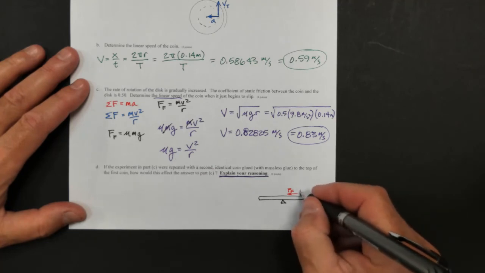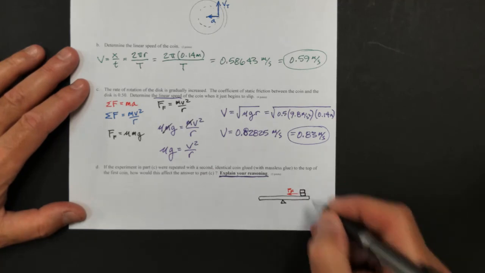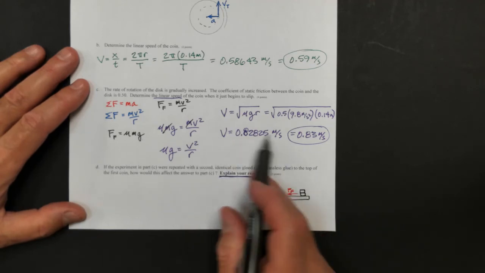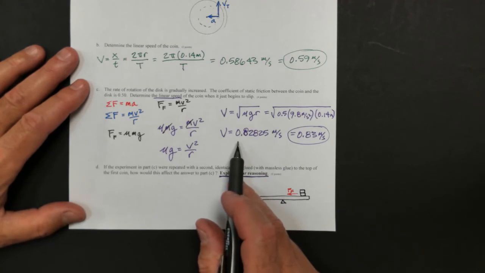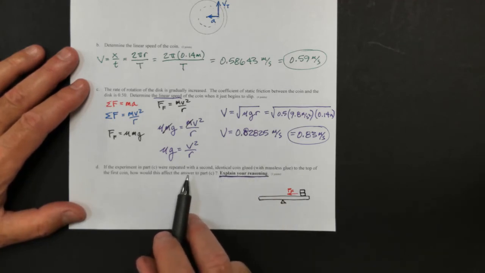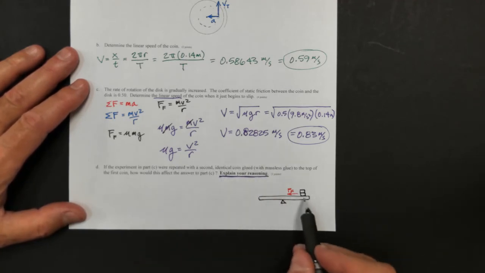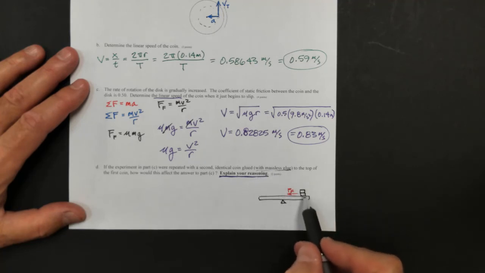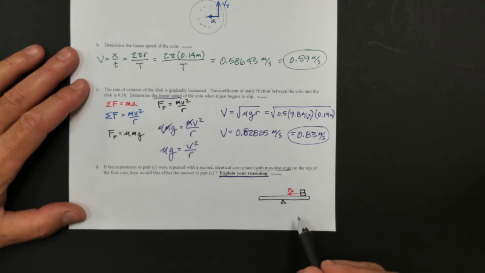What they're asking is, if we add a second coin on top of it, what will happen to this experiment that we conducted up here to find the critical speed? Well, if we think about it, the only thing that's changed here, and we say with massless glue, why? Because the only thing that changed is the added mass of the coin.